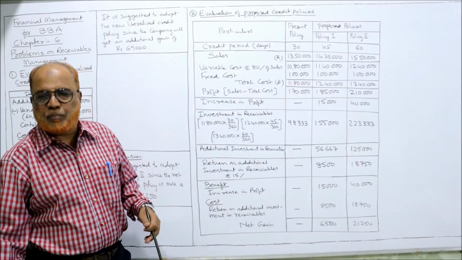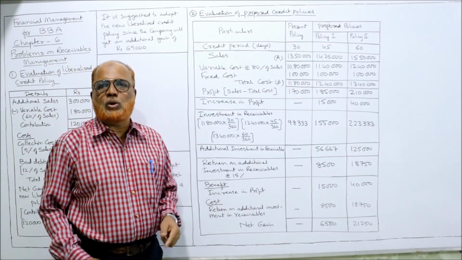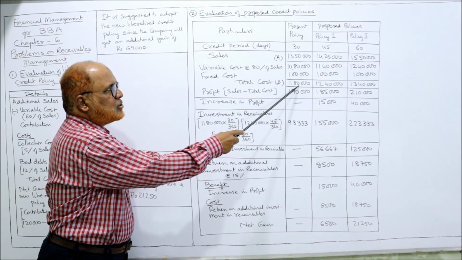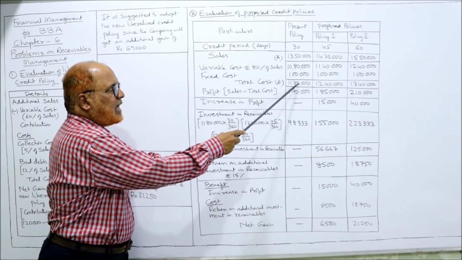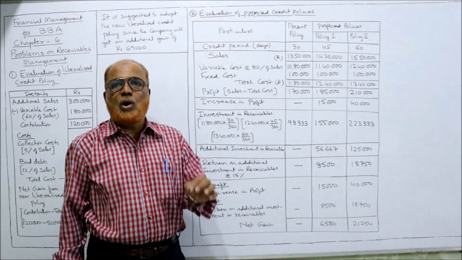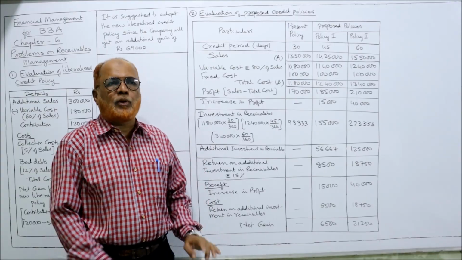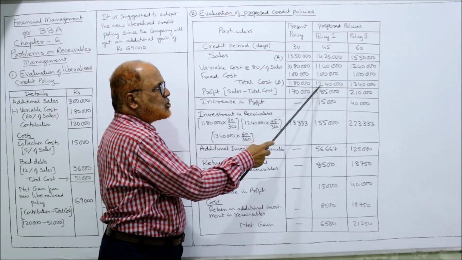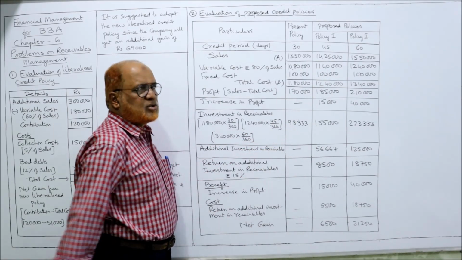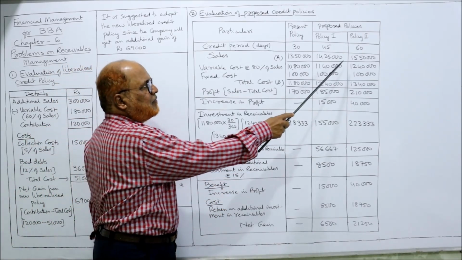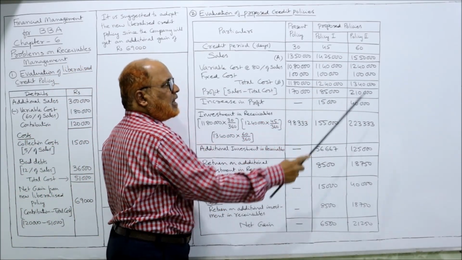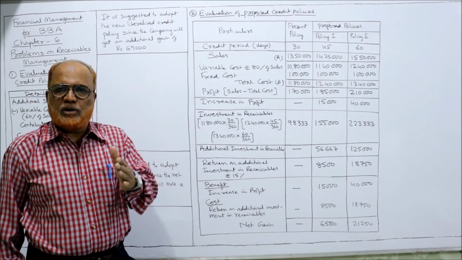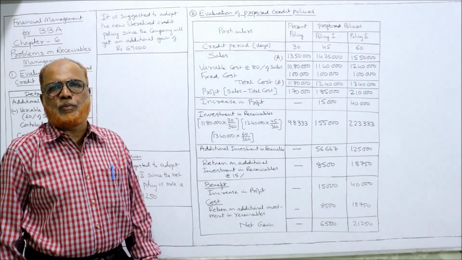And we all know profit is sales minus total cost. Sales are 13 lakh 50,000, total cost is 11 lakh 80,000. So 13 lakh 50,000 minus 11 lakh 80,000, you will get 1 lakh 70,000 as the profit in the present policy. Whereas in the proposed policy, 14 lakh 25,000 minus 12 lakh 40,000 gives 1 lakh 85,000 as the profit. Second policy, 15 lakh 50,000 minus 13 lakh 40,000 is 2 lakh 10,000. We got the profit in the present policy and also in the proposed policies.